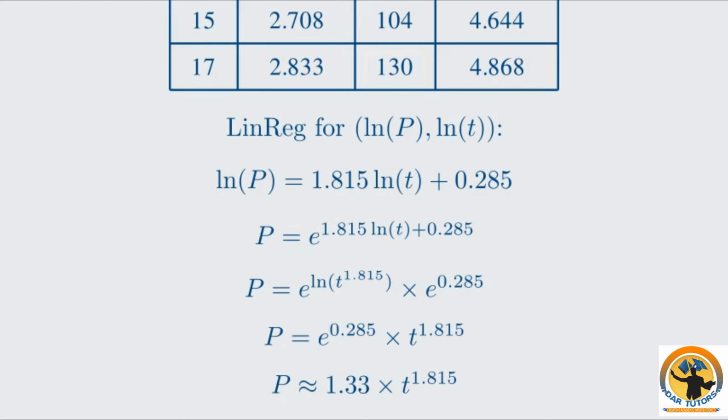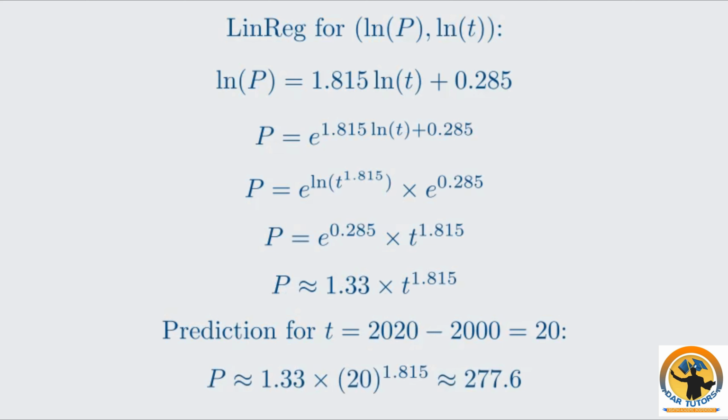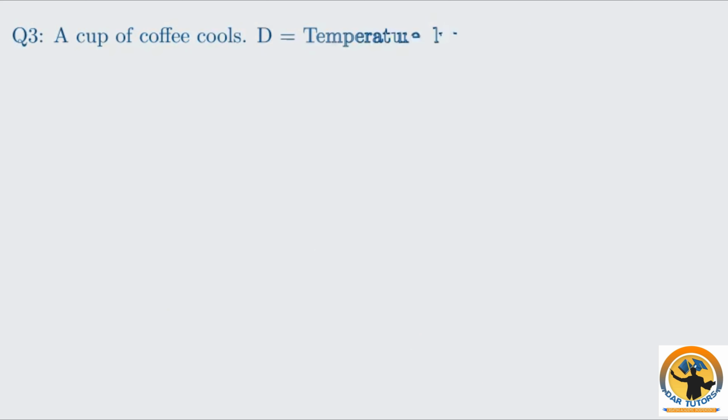Finally, we predict the population in 2020. This corresponds to t equals 20. Substituting t equals 20 into our model, we get P approximately equals 1.33 times 20 to the power of 1.815. This calculates to approximately 277.6 thousand fish.